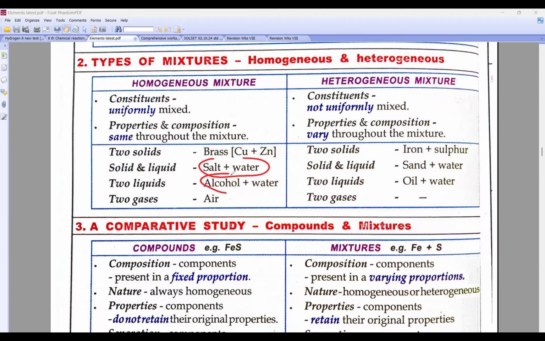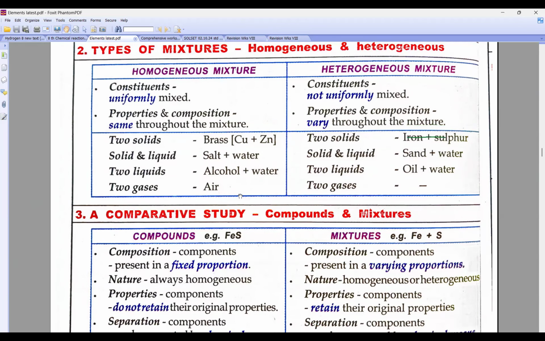Salt and water, alcohol in water, air, brass is an alloy of copper and zinc. You have to remember this. Oil and water is not a true solution. So beta, what would the definition be? True solution is a homogeneous mixture of two or more substances. It is a homogeneous mixture of two or more substances.